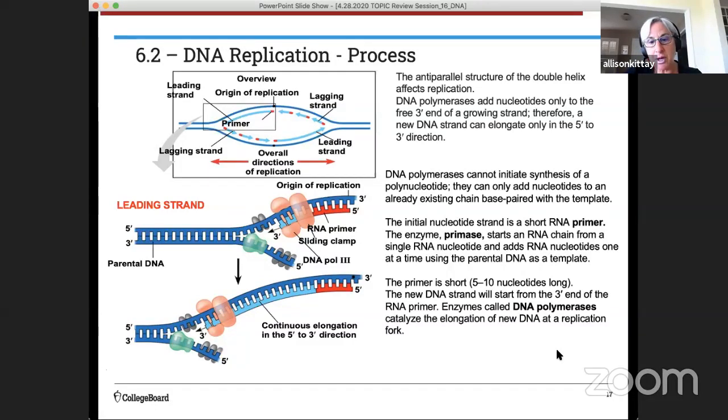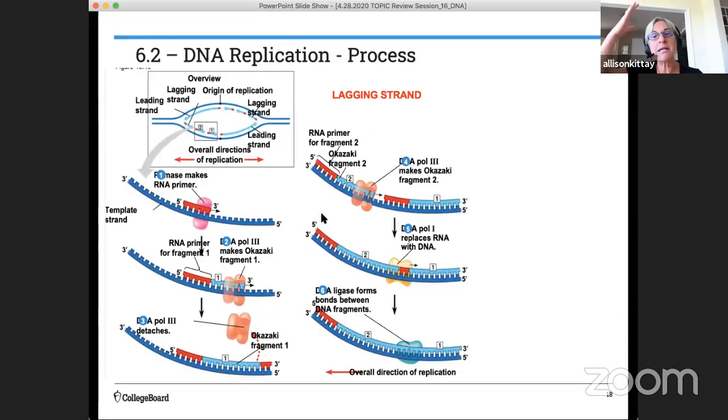The new DNA strand will start from the 5' end of the RNA primer, right? So now our DNA polymerase can add to that existing RNA primer strand. And enzymes that are called DNA polymerases are what are actually going to catalyze the elongation of that new DNA at that replication fork. The rate of elongation is about 500 nucleotides per second in bacteria and about 50 nucleotides per second in human cells. Okay, so let's take a look at the lagging strand, and then we'll review the whole process.